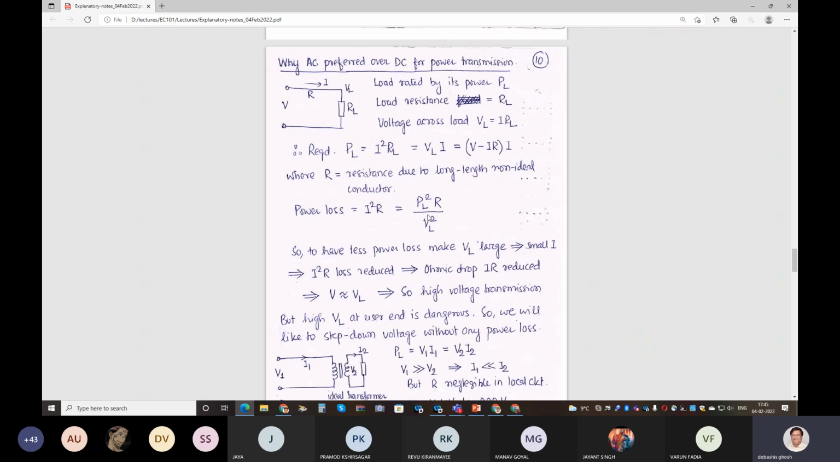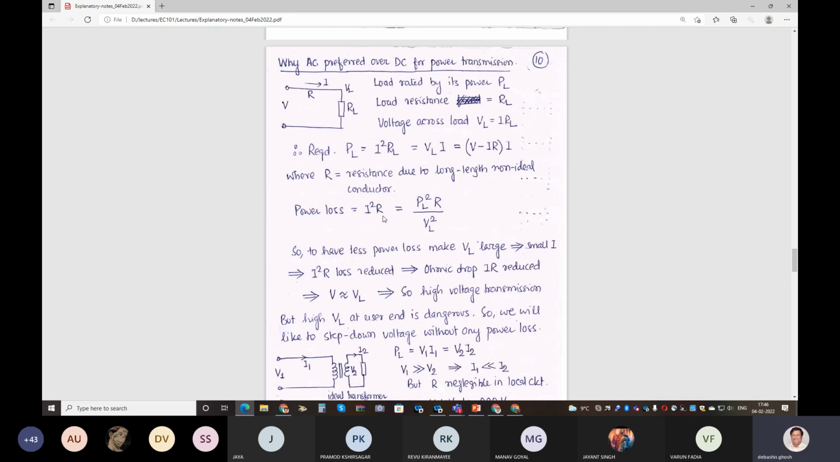PL by VL is your I. So I is equal to PL by VL, and PL square by VL square is your I square R. This is the power loss: I square R. I is the same in the whole circuit, and R is the resistance of the conductor.